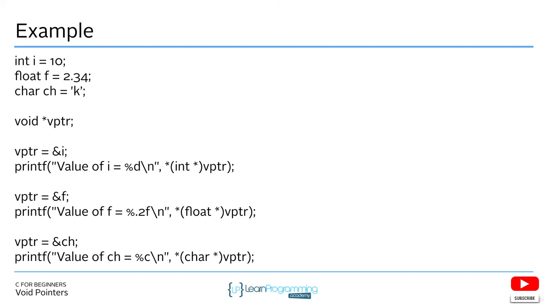So in all three of these v pointers, it's going to print out for the int, 10. For the float, it's going to print out 2.34. And for the ch char, it's going to print out k.